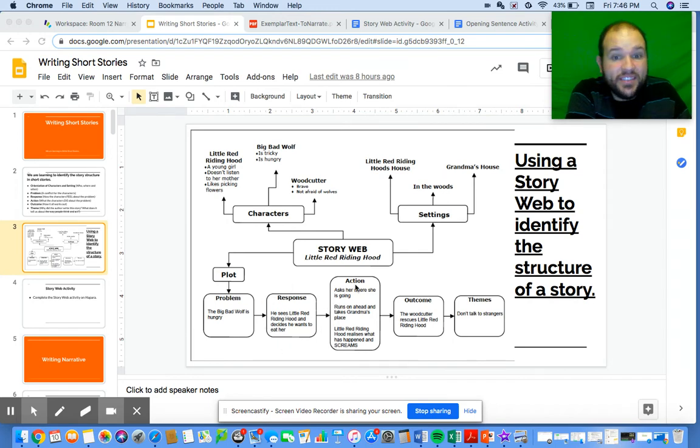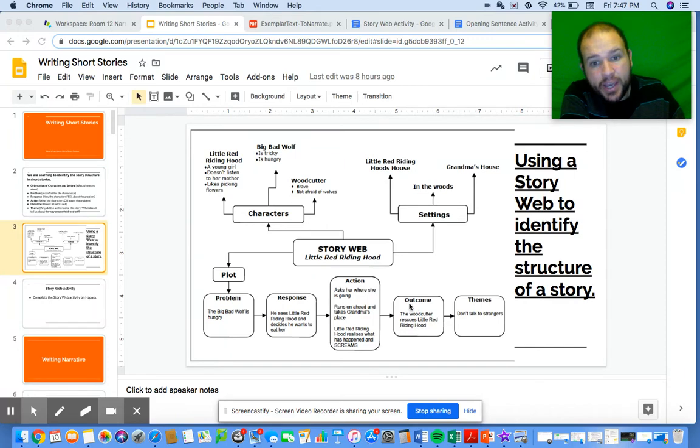And the action that he's taking is he asks her where she's going, and then as a result, when he finds out that she's going to Grandma's house, he runs ahead to Grandma's house, and Little Red Riding Hood finds out when she arrives that that's what's happened. He's gone to Grandma's house and eaten Grandma or hidden Grandma, and he's actually masquerading as Grandma. So in the action, the process is he asks her where she's going, runs on ahead, and then eventually Little Red Riding Hood screams when she finds out that the wolf is actually not her grandmother.